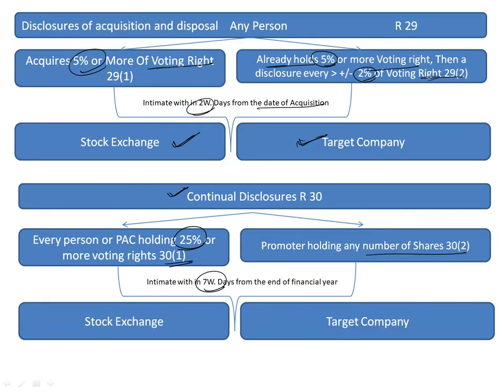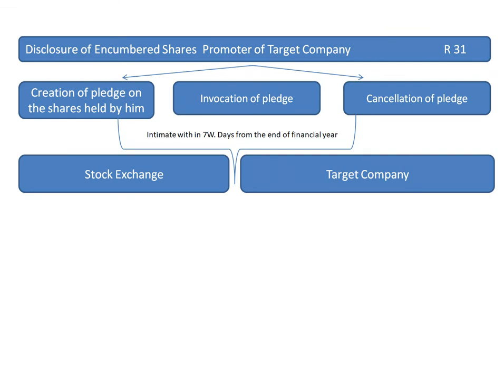So this is the first one. Regulation 29 is event based, and this is on a yearly basis. Now, disclosure of encumbered shares by the promoter of the target company. Encumbered means the shares' movement is not easy; buying and selling is restricted for some reason, which can possibly be by creation of pledge of the shares, invocation of pledge, and cancellation of pledge. Intimate within 7 working days from the end of the financial year to the stock exchange and to the target company. So that is quickly done.